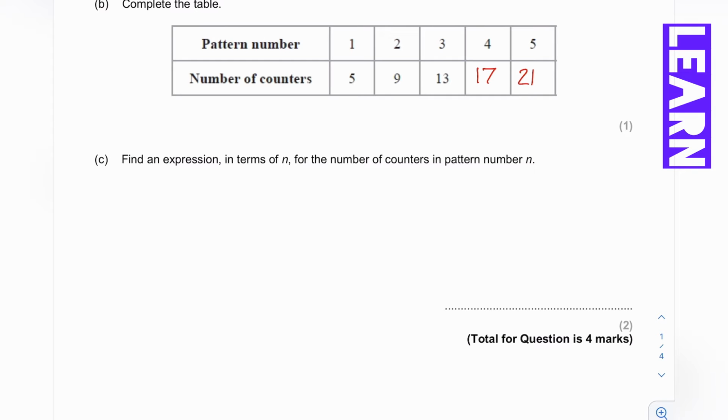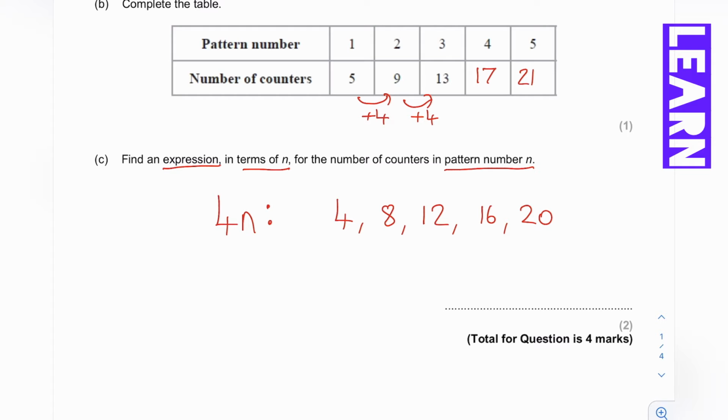Looking at part C of the question, it wants you to find an expression in terms of n for the number of counters in pattern number n. So to begin with, we have to work out the difference between our two numbers. So we are adding 4 each time. That is the number which goes in front of the n. Now we write out our 4 times table. We've got 4, 8, 12, 16 and 20.